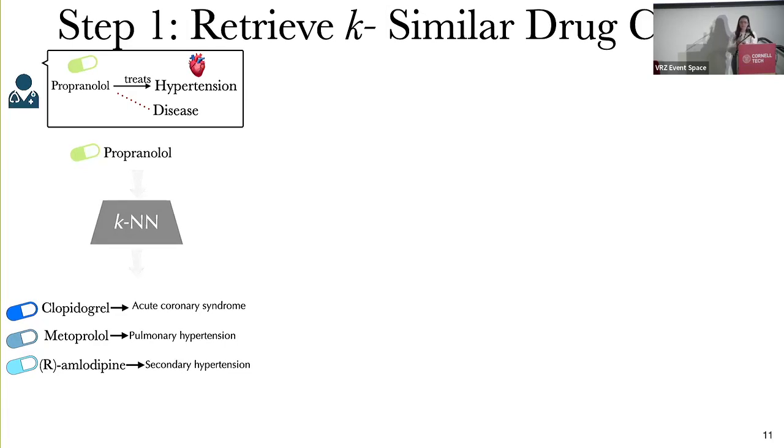Propanolol. Propanolol is a drug that is currently approved for hypertension. And the question here is, can our model predict hypertension as the true answer? And can we predict other novel candidates for propanolol in this case?